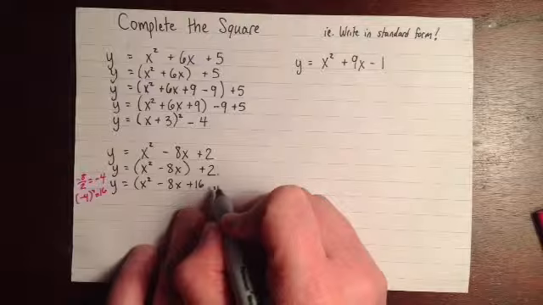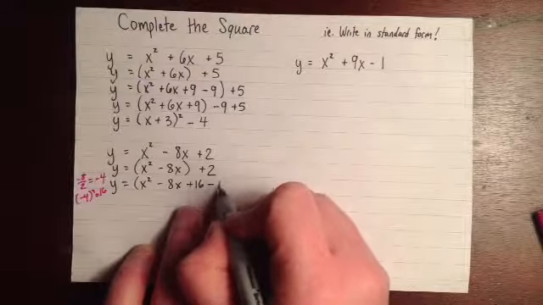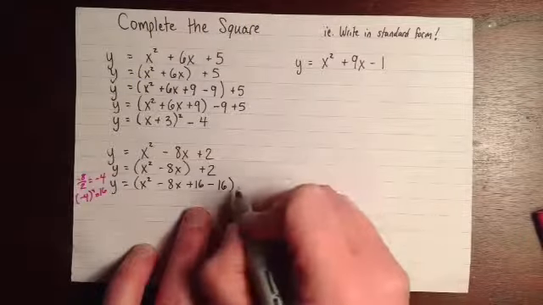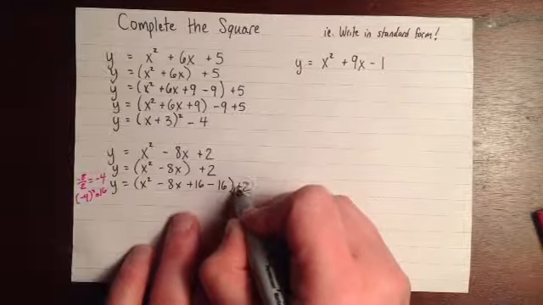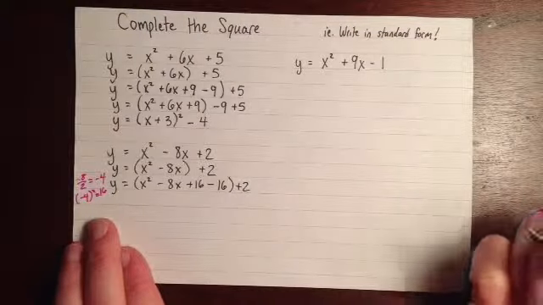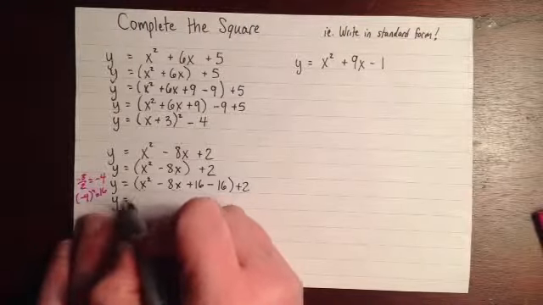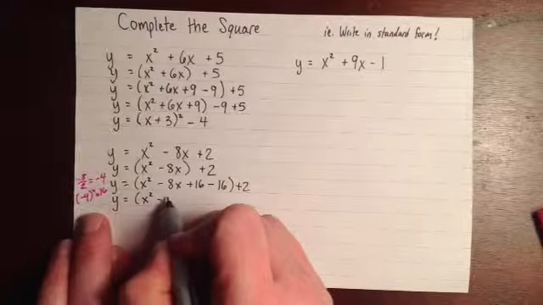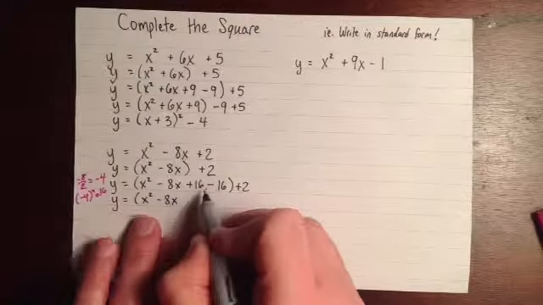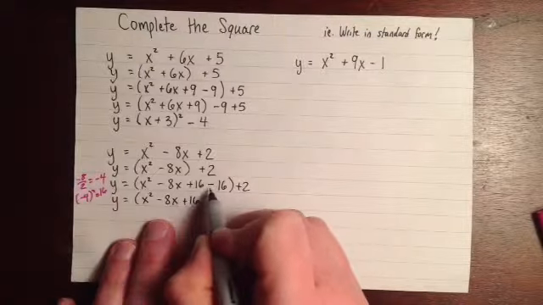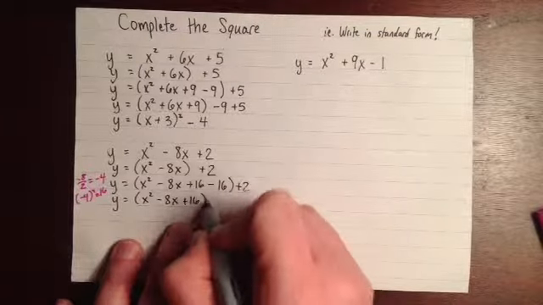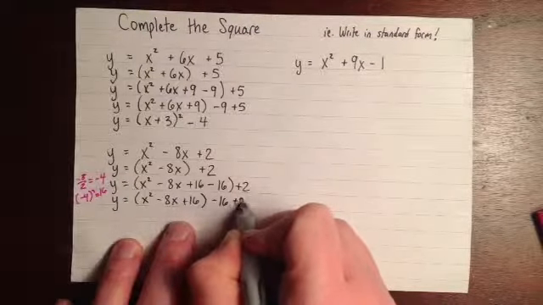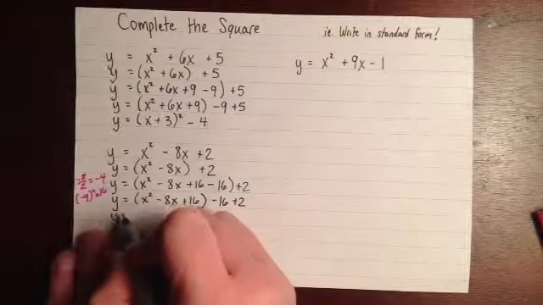And then I can't just go around adding 16, so I have to subtract 16. And then I've still got this plus 2. Okay. And now, because I want to keep my perfect square looking separate here, I'm going to take this minus 16 and bring that outside the brackets. There we go. And then here's the big step.